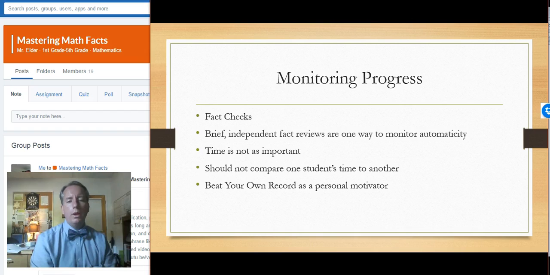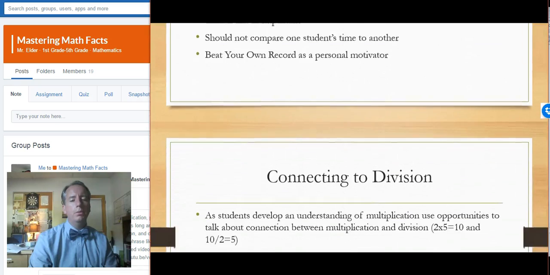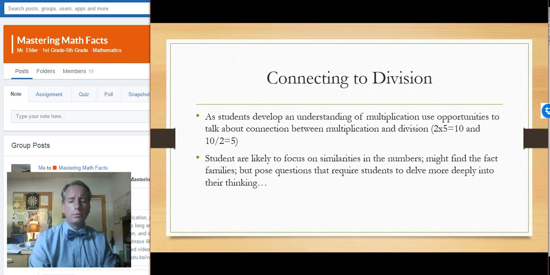And we want to make sure we're not competing student against student. Every now and then there are a couple kids who like to do that themselves. That's fine, but really beating your own record should probably be your own personal motivator.